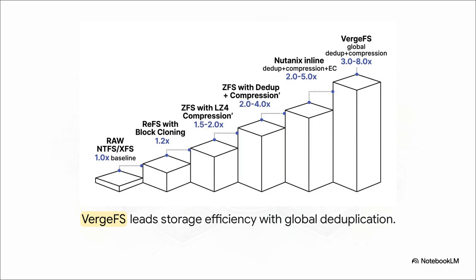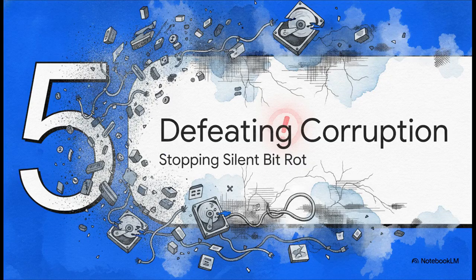While a raw legacy system like NTFS sits at a basic 1.0x baseline, a player like VirgFS leads the pack, hitting 3.0 to 8.0x storage efficiency thanks to global inline deduplication and compression. If you are running a huge virtual desktop environment where hundreds of VMs look exactly the same, this architecture dramatically slashes your hardware costs. Up next is Section 5, Defeating Silent Data Corruption.